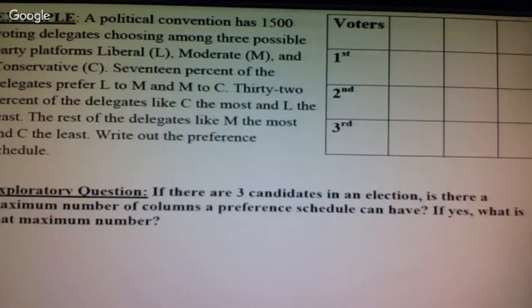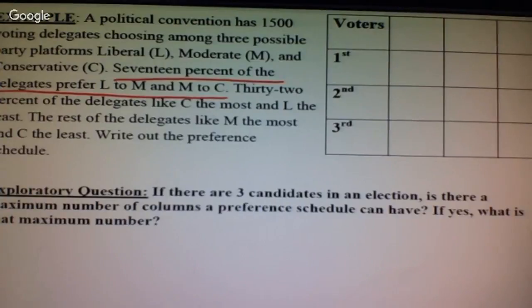Okay. Last example and exploratory question for this section. Then we've got one more section to do, and we're done with notes for today, and you guys just get to practice. A political convention has 1,500 voting delegates, choosing among 3 possible party platforms: liberal, moderate, and conservative. So now they want us to take this word problem and come up with a preference schedule. It says 17% of the delegates prefer L to M and M to C. So let's start with that section first.